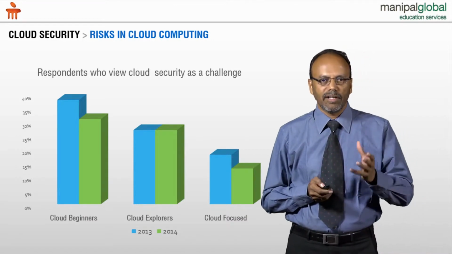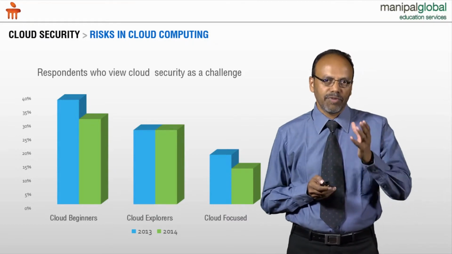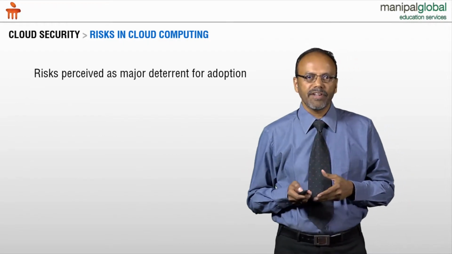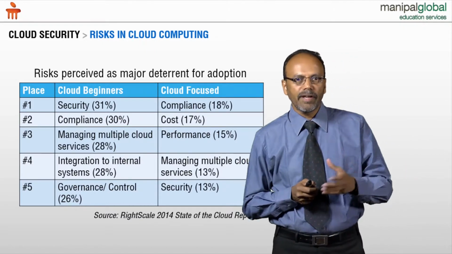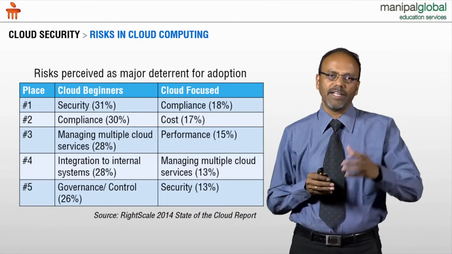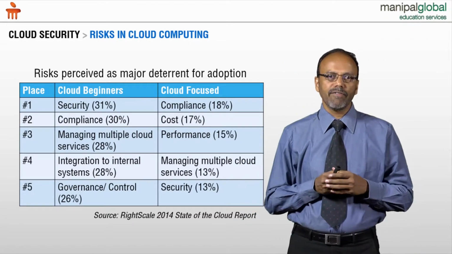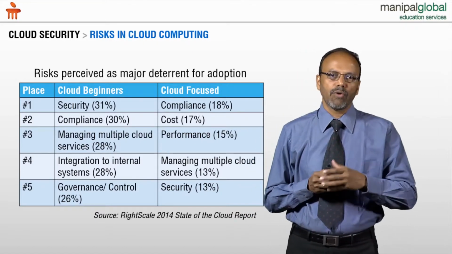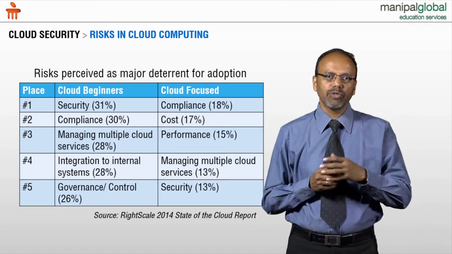Now, this particular chart is depicting the major challenge which the cloud industry is facing. Risks perceived as major deterrent for adoption are listed here. If you look at this particular table, for cloud beginners and cloud focused enterprises or organizations, security tops the list. One of the major concerns is security, and the beginners have 31%. However, this is considerably low in companies or organizations which are cloud focused. And if you look at it, compliance is a bigger threat for them as compared to the other threats.